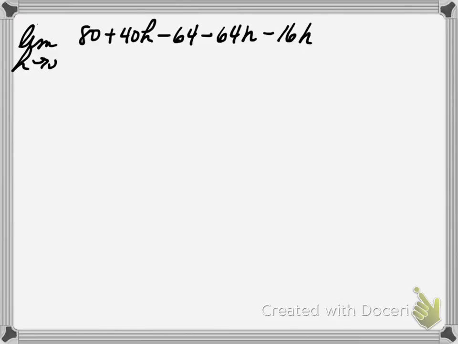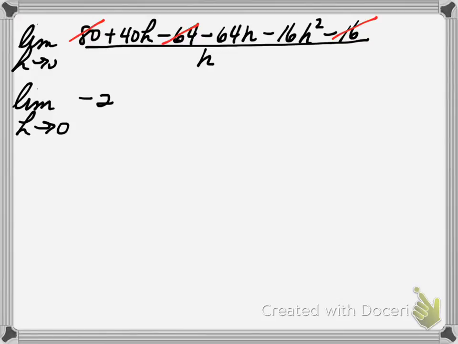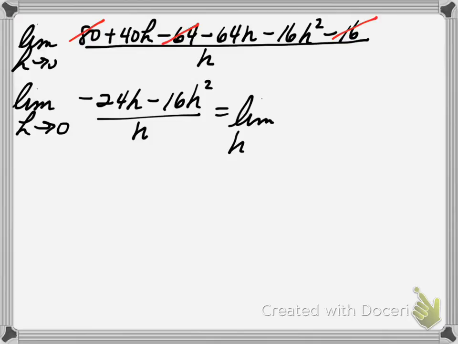So, you know what, I think on the previous stuff I was putting a t down there. It's supposed to be h. The limit as h approaches 0. Go ahead and combine our like terms. We're going to end up with the limit as h approaches 0 of negative 24h minus 16h squared over h. And if we simplify out an h, we're going to get the limit is equal to negative 24.